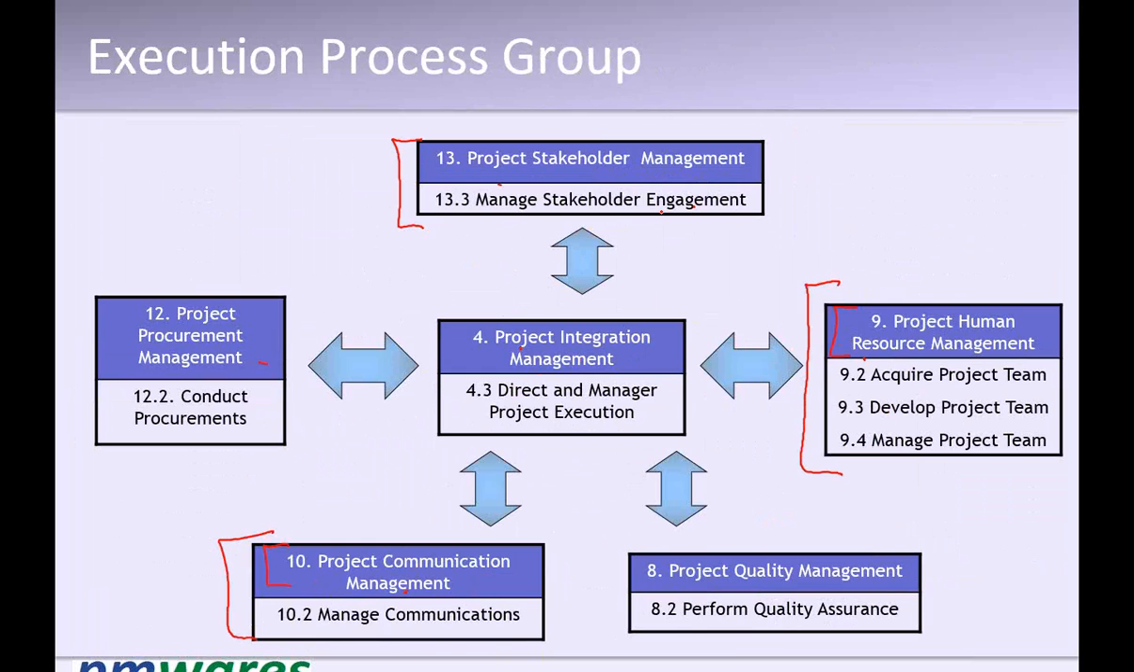So if you see in execution, the most important part is managing the team, dealing with people, and then comes quality assurance and conducting the procurement. So the main thing for the project manager during execution is to deal with people appropriately, and if that happens, the execution will go well. If planning is good and you know how to deal with people, then your project is a cakewalk. Otherwise it is going to be a tough job.